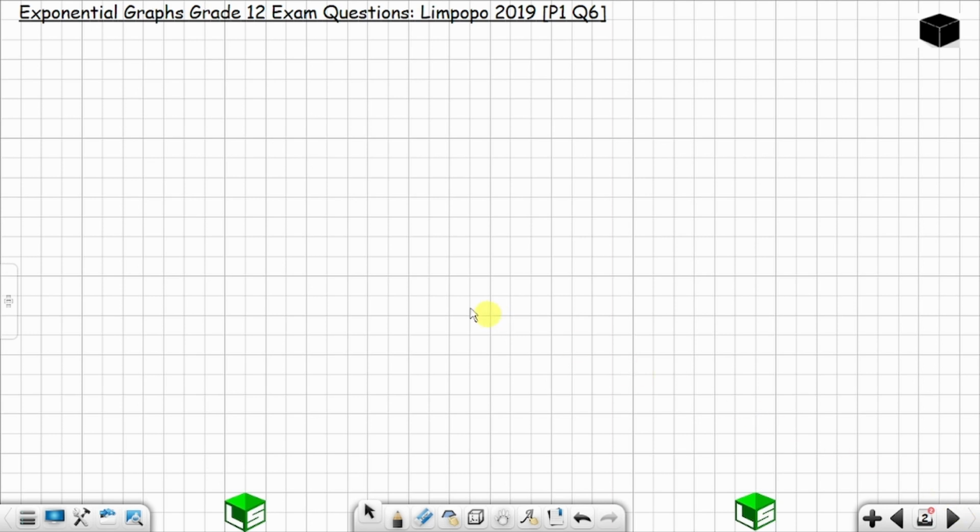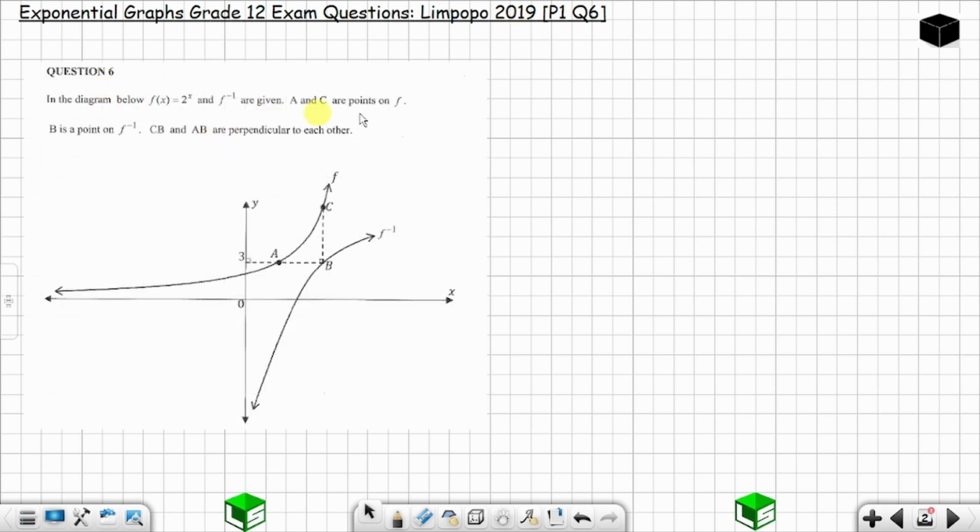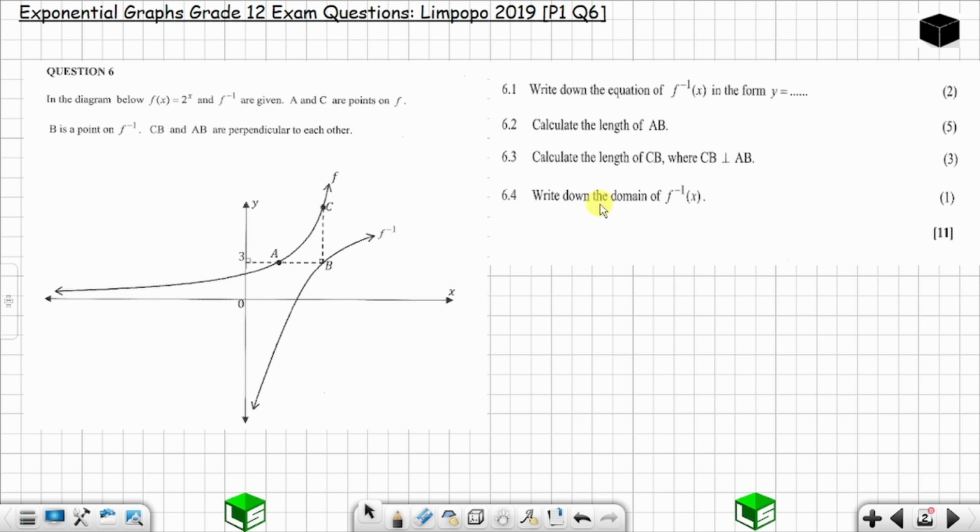Today's video will be on exponential graphs grade 12. We are going to solve a question on exponential graphs. This question was taken from the Limpopo province 2019. It's question 6 and you have 4 questions to solve. The total is 11 marks.